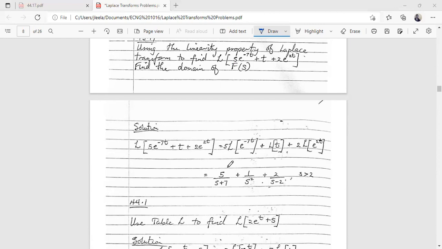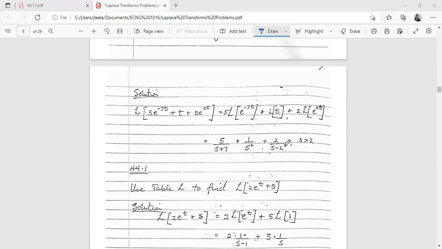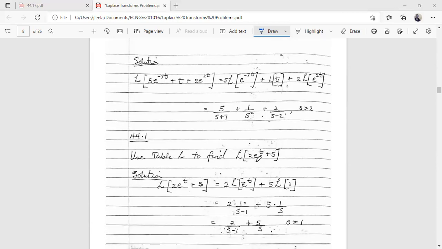right? And the Laplace of t is 1 over s squared, and the Laplace of e to the 2t is 1 over s minus 2. But you have 2 here to multiply it by, so it will be 2 over s minus 2. Right? And your domain here, s must be greater than 2. Right? Because in order for it to be defined, because of this factor here, s minus 2.